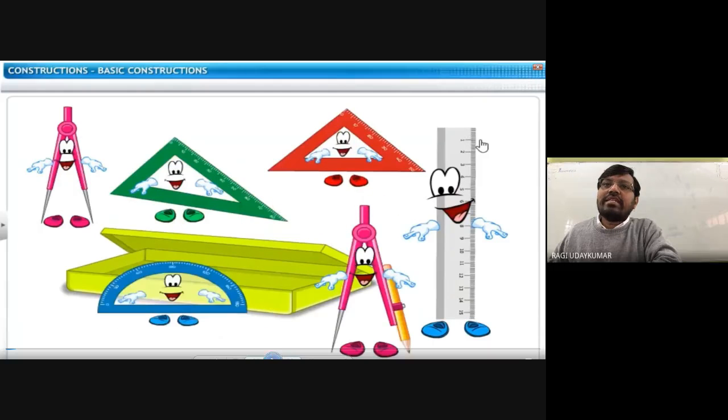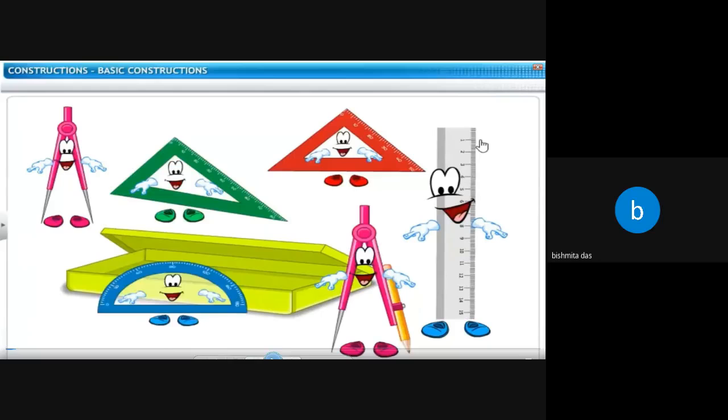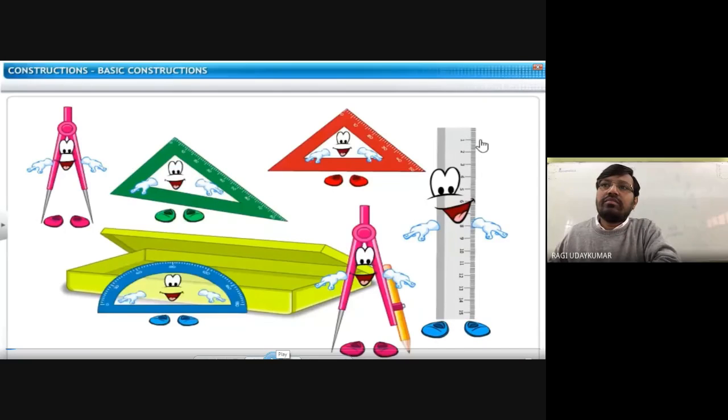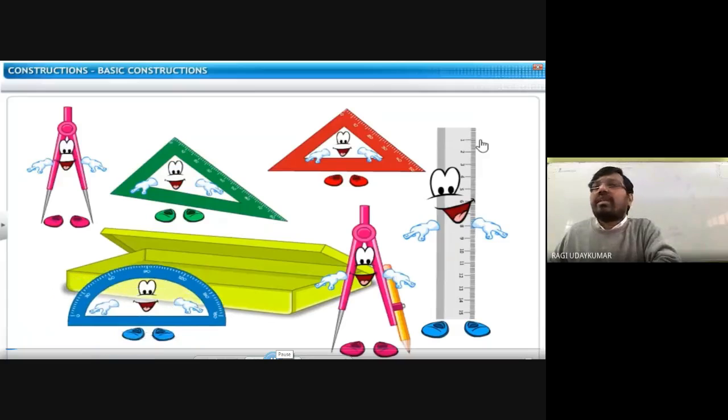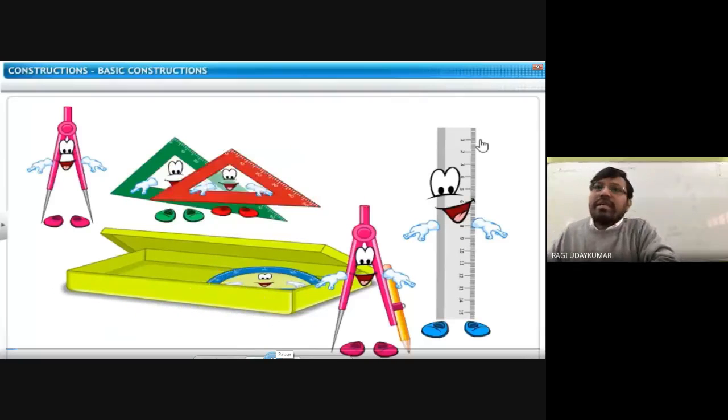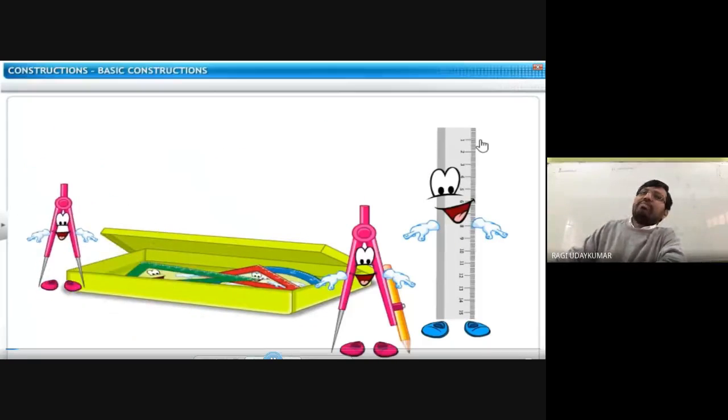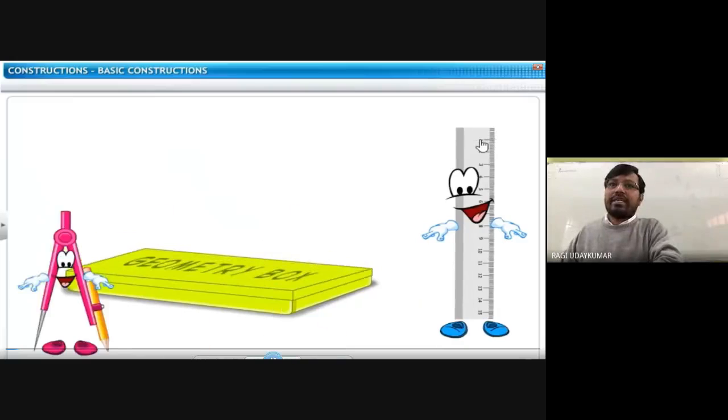And the other thing is, what do we call this one? Protector. Protractor. Drawing angles, measuring angles. We use it to measure angles and to draw any angle. So these are the basic things. Now let us welcome to the chapter of basic constructions with the help of these geometrical instruments.